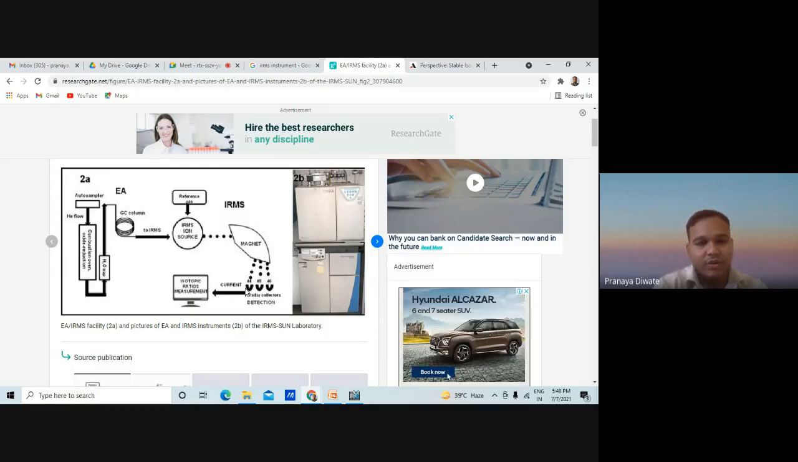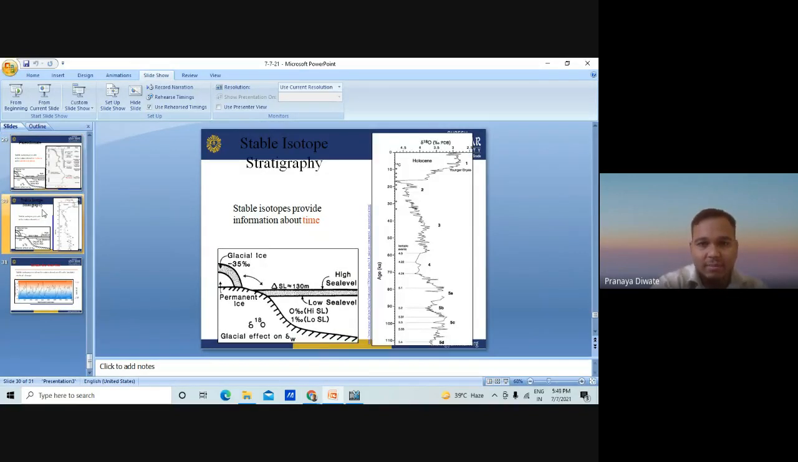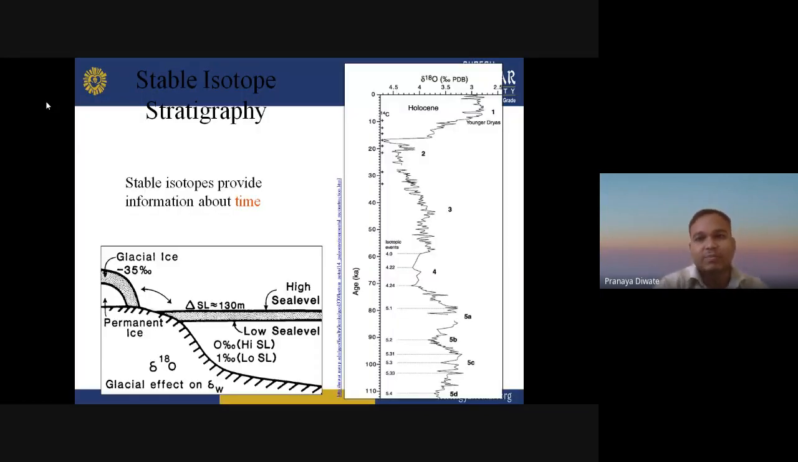Now the question is how it can be used. So this is how you can use this table. Then you have a stratigraphy, meaning you already have some data about it, some data which is already published. This is the data from 110 kilo years, meaning more than a lakh years. So you can see from 10,000 years to the present.